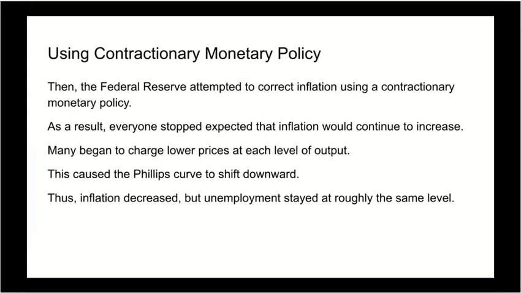Now, using a contractionary monetary policy. The Federal Reserve attempted to correct inflation using a contractionary monetary policy. As a result, everyone stopped expecting that inflation would continue to increase. Many began to charge lower prices at every level of output. This caused the Phillips curve to shift downward. Thus, inflation decreased, but unemployment stayed roughly at the same level.